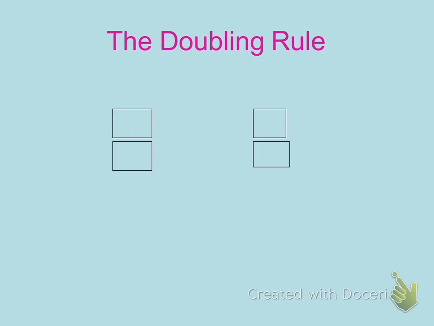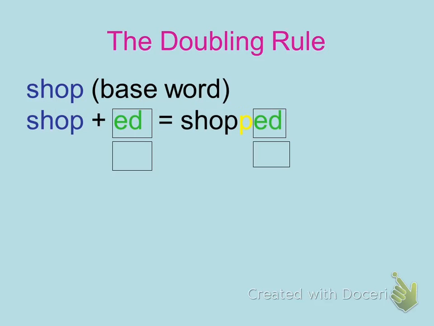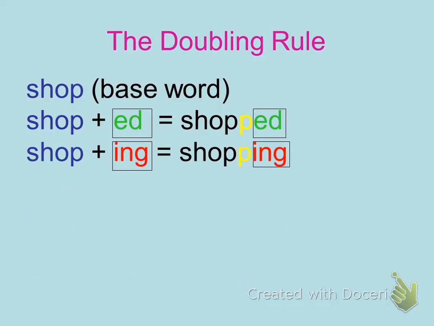Sometimes you have to follow the doubling rule. Here is the base word, shop. You add ed, but take a look closely at the word shop, and you have to double the P. You have to double the consonant to make shopped. And there we have the root word again, shop, this time adding ing for shopping. Take a close look. The P, we had to double it to add ing.